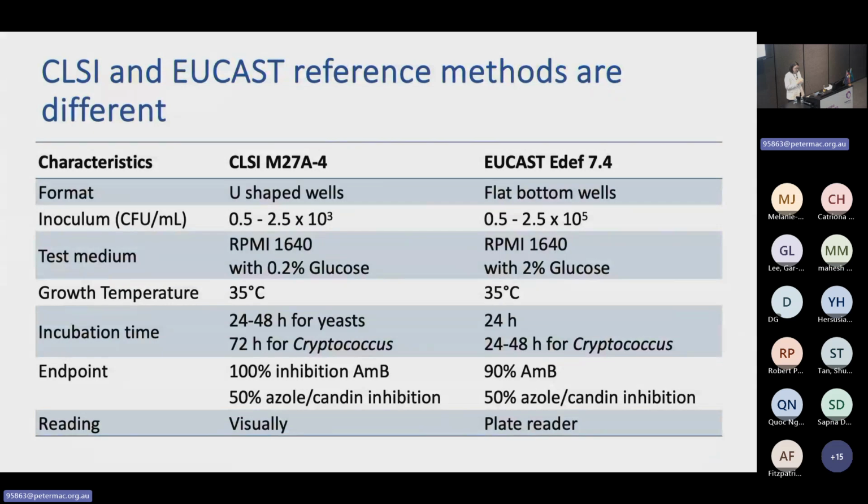So reference broth microdilution methods do exist from the CLSI and from UCAST. And they have been harmonised to some extent, but there are still some significant differences between them that will lead to differences in the MICs. So if you take a set of isolates and test them in parallel using both methods, you will get different MICs.